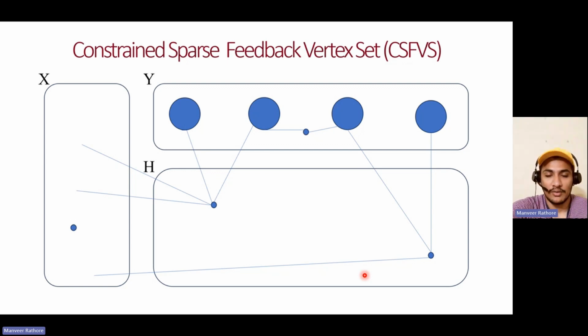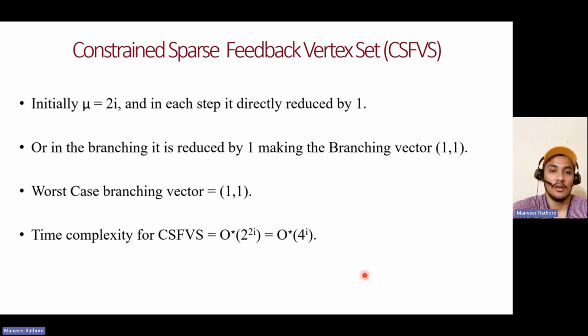So after repeating this again and again, we will eventually exhaust all the vertices in polynomial time. Initially, mu was equal to 2k, and in each step it directly reduced by 1, or in branching it was reduced by 1, making the branching vector 1, 1. So the worst case branching vector was 1, 1. So the time complexity for CS FPS, pay attention, was 2 to the power 2k, which is 4 to the power k.